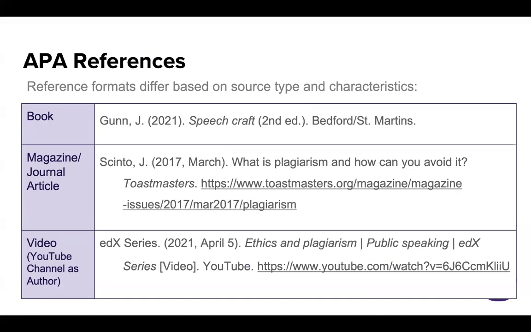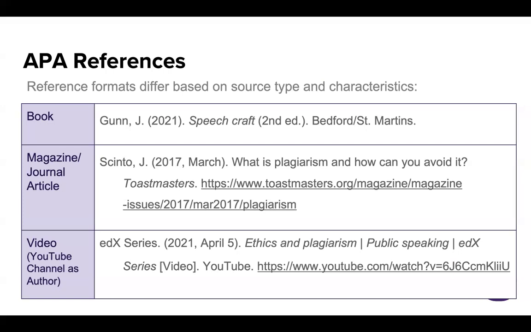Next, we have an example of a periodical. In this case, it's a magazine article. We start with the author's last name and first initial again, Cinto, J. We have the year of publication, 2017, but this time we also added a more specific date information because this magazine is published with multiple issues per year, and we need to know which month's edition it was.